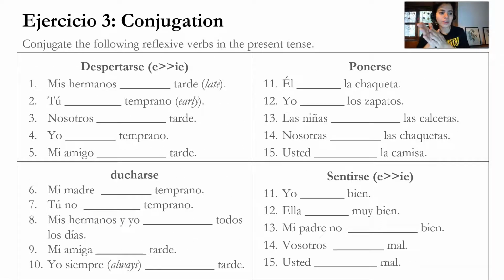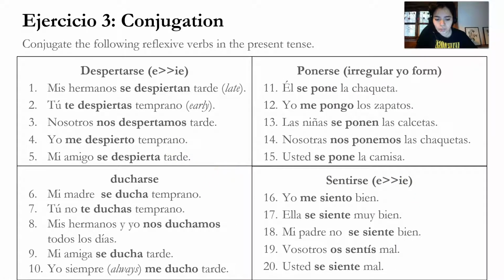Okay, we're gonna do another exercise, ejercicio 3, conjugation. So you have to conjugate the following reflexive verbs in the present tense. And I'm showing you here if the verbs undergo any stem change. Remember, the reflexive ending, when the verb is conjugated, it's placed before the conjugated verb and it agrees with the subject. Remember that ponerse has an irregular yo form, and sentirse also undergoes a stem change. Okay, here you can check your answers.